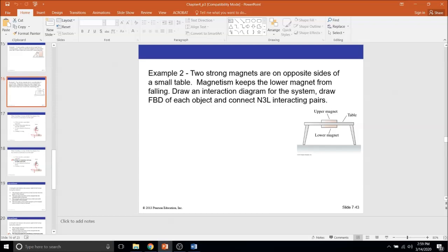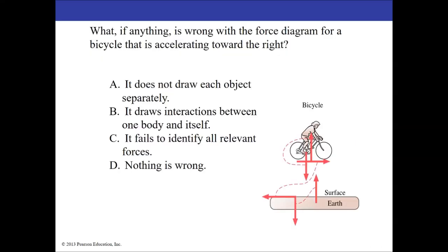All right, so we have a question now. And it says, what, if anything, is wrong with the force diagram for a bicycle that is accelerating to the right? All right, so let's look at the picture here and see if we can make sense of this. What do we got? On the person, they're showing three forces, something upward, something downward, something to the right. They're showing a surface, they're showing the earth.